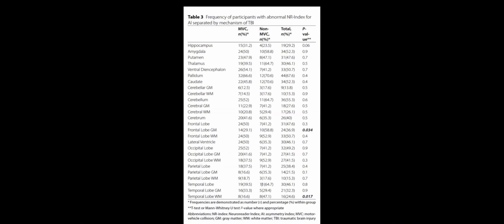Of course, when we look at the frequency of participants with the abnormal NeuroReader index for advanced imaging as separated by mechanism of TBI, we noted that there wasn't a big difference between motor vehicle collision versus non-motor vehicle collision. Although we did note that in individuals with non-MVC TBI, there was a frontal lobe difference in the gray matter volume as well as the temporal lobe. But otherwise, across most regions, there wasn't much of a difference. So when people ask how you can ascribe abnormalities to the mechanism of TBI, whether it's MVC or non-MVC, in both cases there's extensive brain atrophy that we can observe.